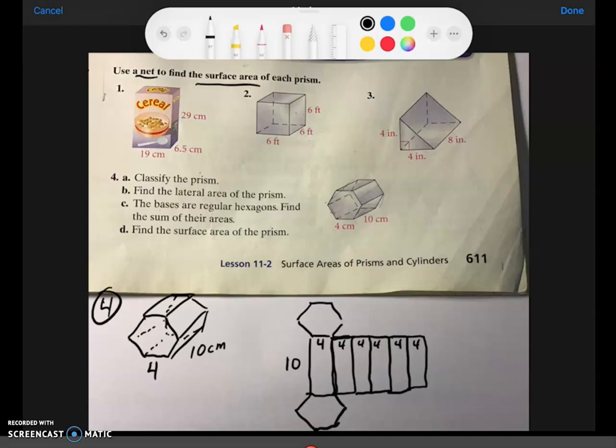Okay, now I'm going to do number 4. They break it into parts, but ultimately what you want to do is just figure out all the areas: lateral area, bases, the surface area of this prism. They do ask us to classify this prism. Because the base is a 6-sided figure, we'll call this a hexagonal prism. That means there are 2 hexagons that are congruent and parallel, and everything else is a bunch of rectangles.